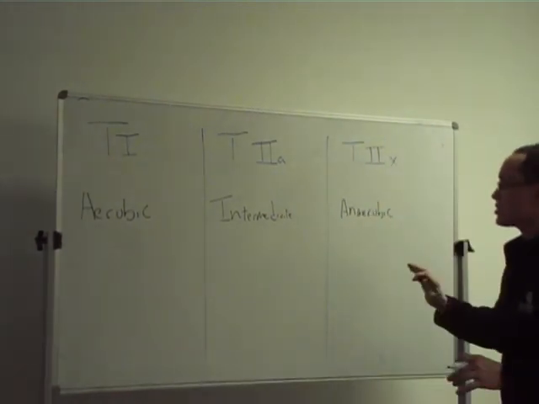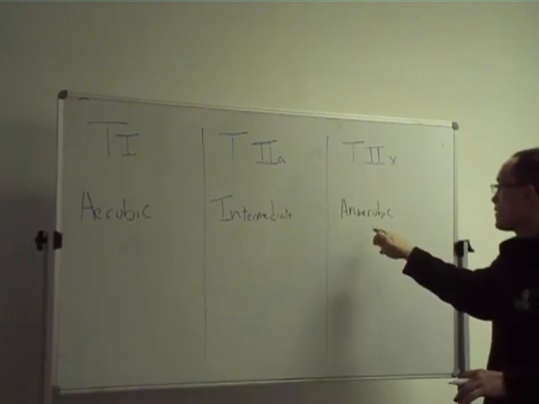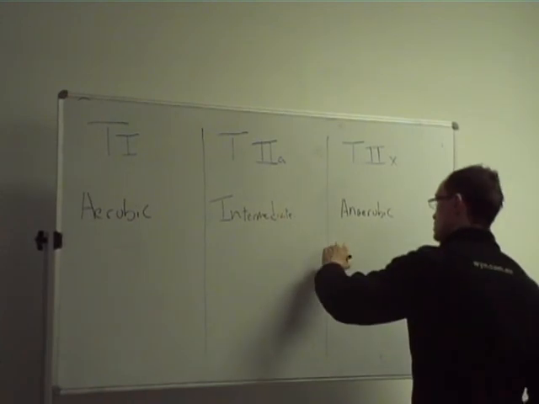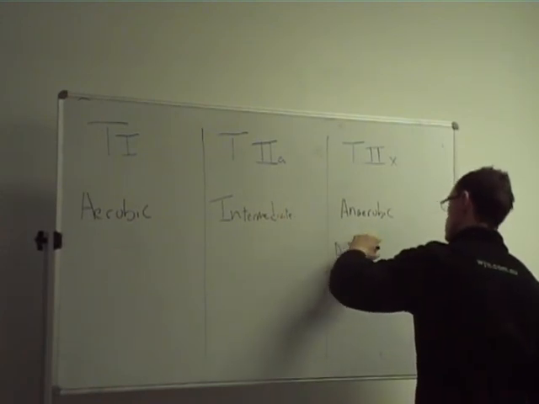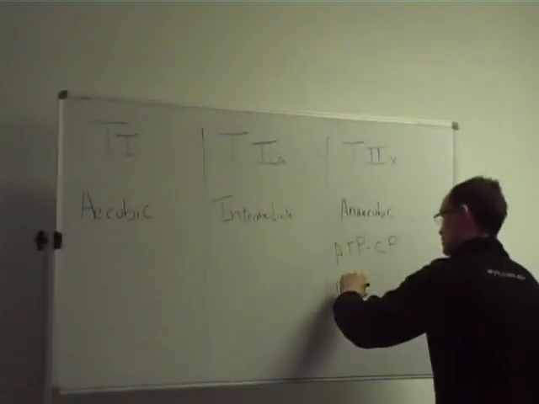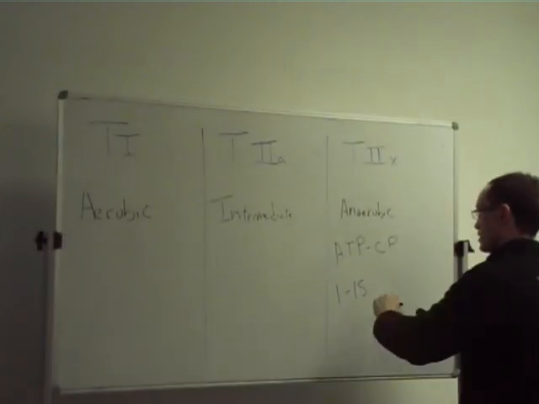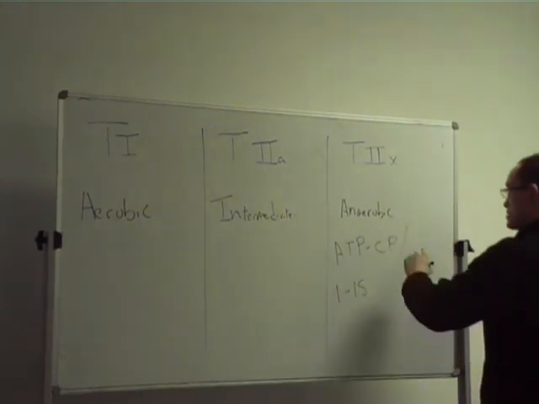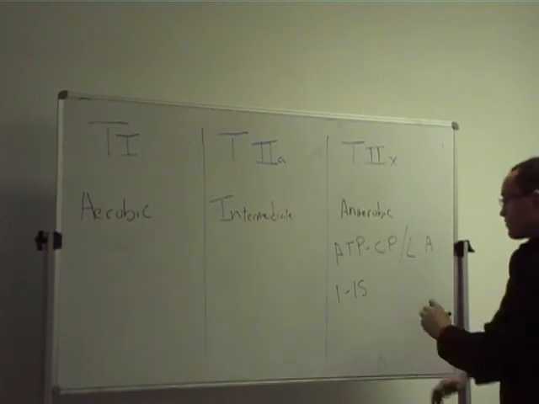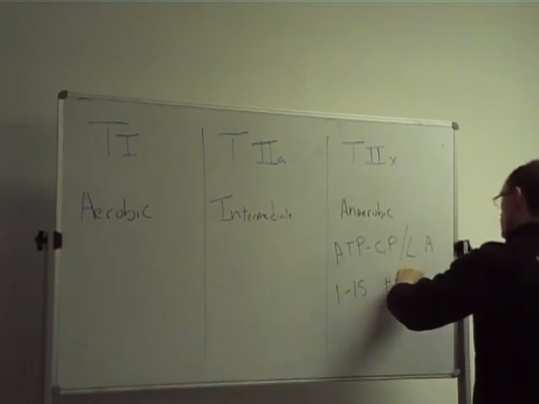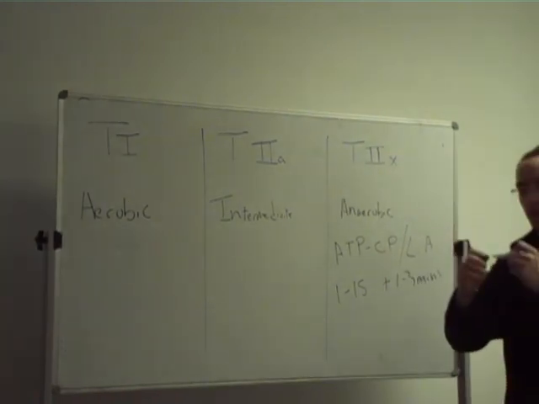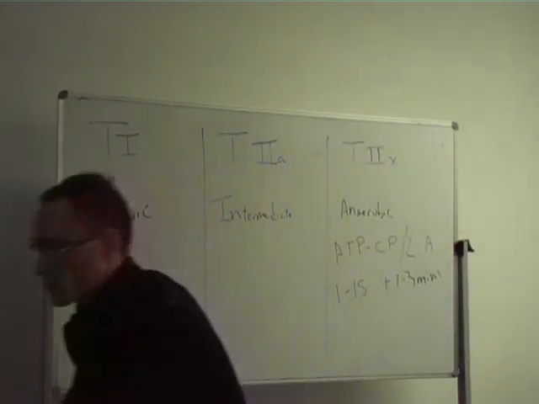Okay, now just to relay this to resistance training, these anaerobic fibers will use the ATP-CP system, which we know goes for 1 to 15 seconds. Now, if they use the lactic acid system, which they can also start to use, we're looking at around 1 to 15 plus 1 to 3 minutes of intense work.